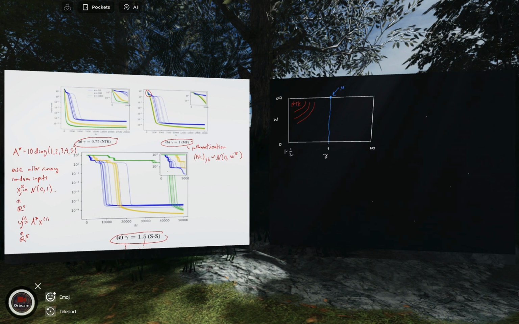The mean field regime is actually in this limiting case of the number of weights going to infinity. But more generally, this is the mu parameterization. And then on the right-hand side, we have the saddle to saddle regime.